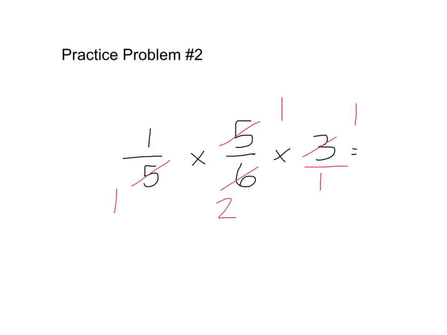So I'm going to multiply across the top. 1 times 1 times 1 is 1. And then I'm going to multiply across the bottom. 1 times 2 times 1 is 2. So my answer to this really long problem is 1/2, which is why cross-canceling is so much fun.